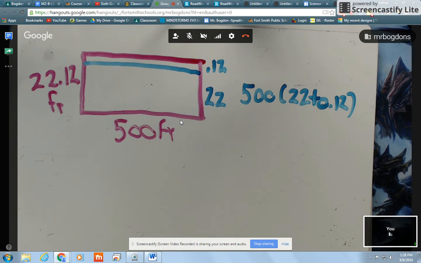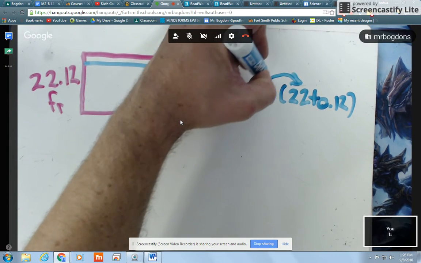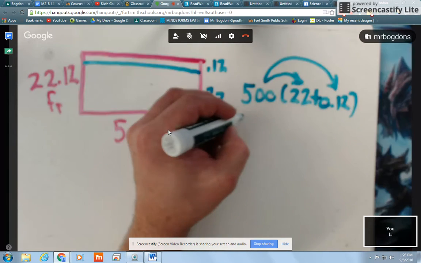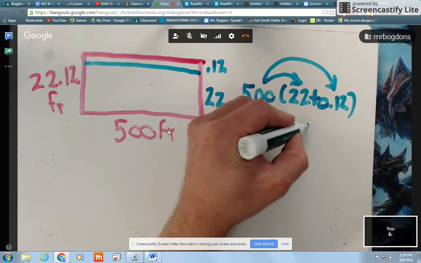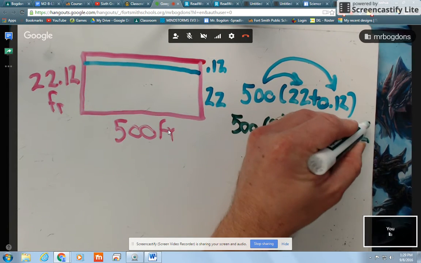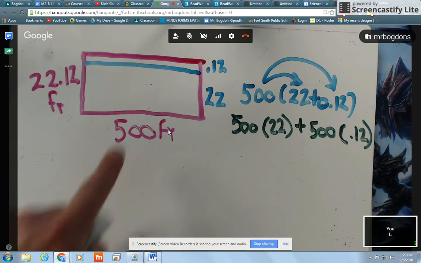So now it's time to distribute. And remember, distribute means to pass out. So I'm going to pass out. Well, not literally pass out, I hope. I'm going to distribute my 500. So this problem becomes 500 times 22 plus 500 times 12 hundredths. So I have two multiplication problems. That means I'm going to have two products. Neither one of them is the whole product, so they're partial products. They're just parts of my whole. So let's find the area of this first rectangle.